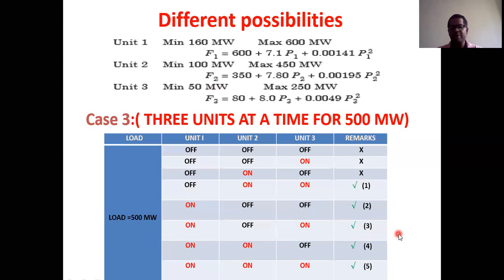So out of 8 possible combinations, in 5 conditions we can meet the load. In the first 3 conditions we are unable to meet the load, because the generation is less when compared to the load. So in the first 3 cases we are unable to meet the load, but in all the other 5 cases we can meet the load.